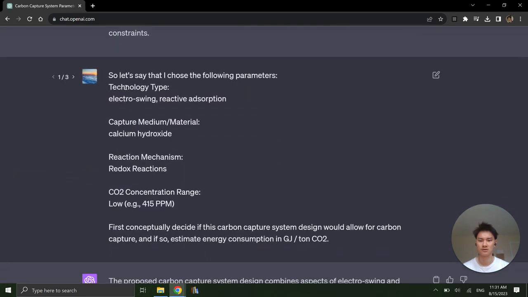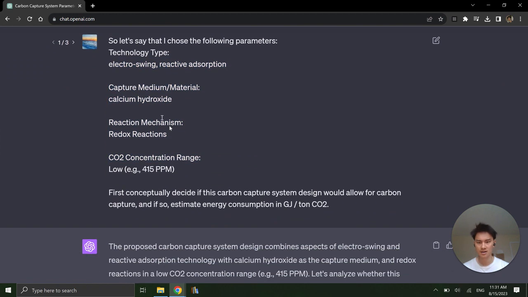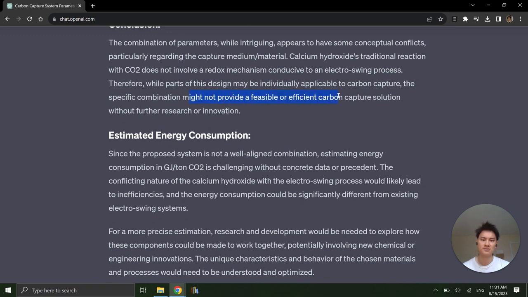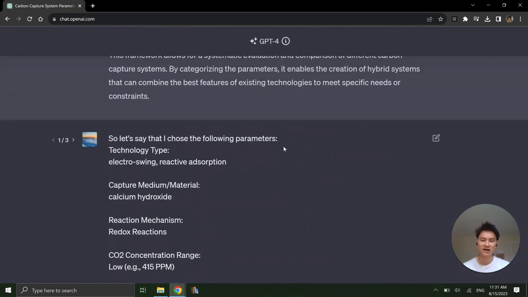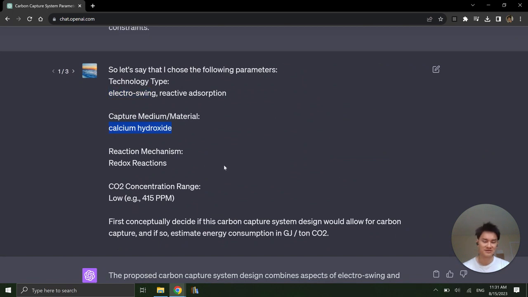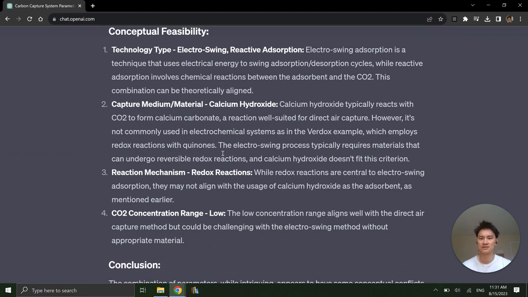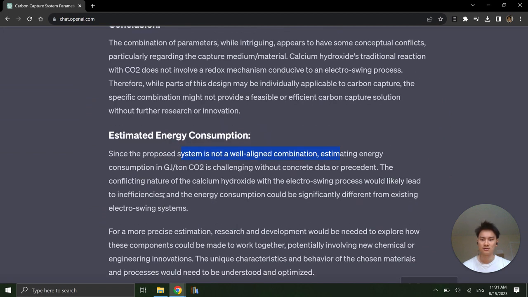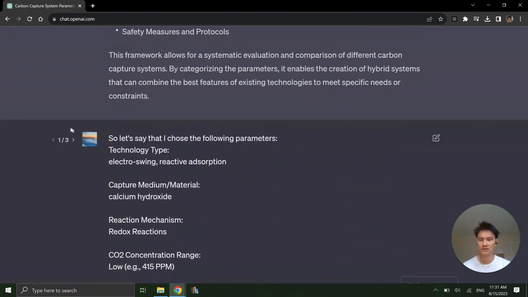and get an answer. So I said, let's say I chose the following parameters, electroswing and calcium hydroxide, which doesn't make sense. I also chose two technology types, so that probably shouldn't even work. But it's able to evaluate and actually say that it might not be feasible, which makes sense, right? Like you're trying to use electricity to drive some kind of material that isn't electrically reactive. So yeah, the answer is that it shouldn't work. So it's not a correct solution, and it doesn't estimate the energy consumption because it's not a well-aligned combination. So that was pretty good. It was able to evaluate decently.